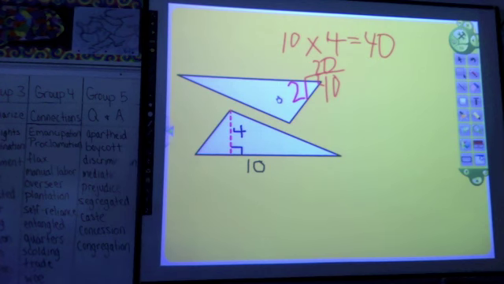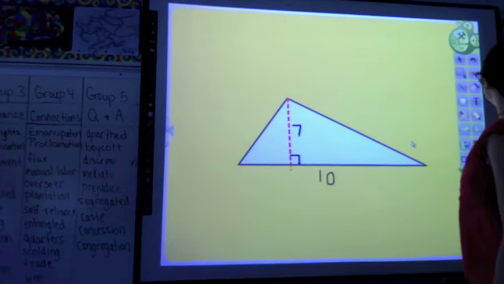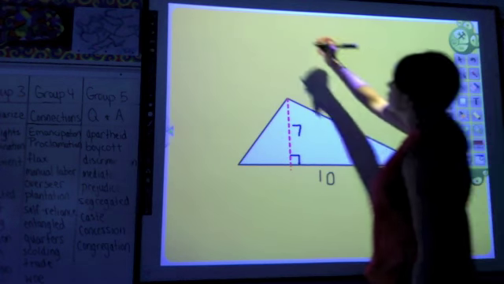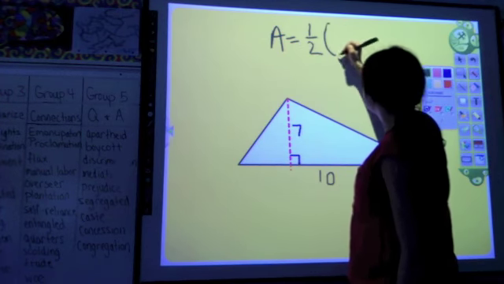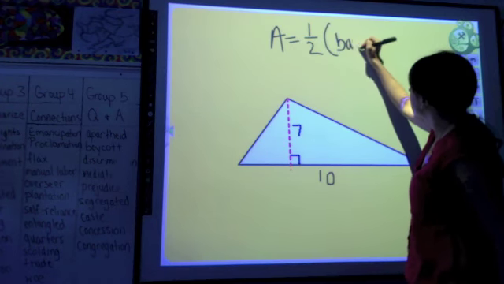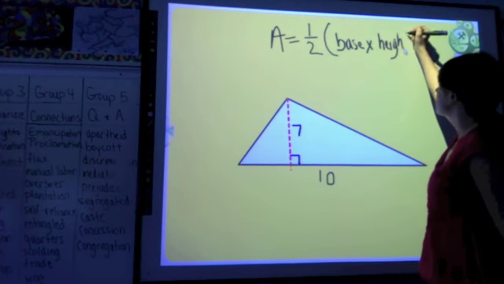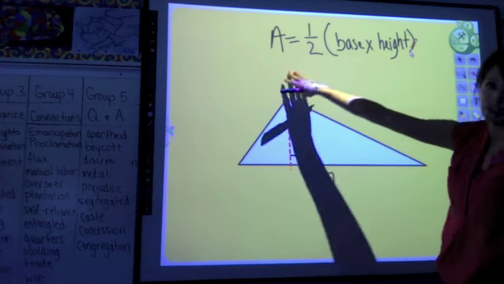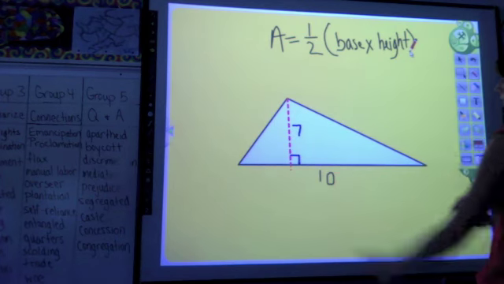Let's try finding the area of a triangle without finding the area of the parallelogram first. Okay, this time we just have a triangle. We don't have a parallelogram. So this time, the formula for a triangle is going to be area equals half times base times height. So we're still going to take the base times the height, and then we're going to divide that answer by 2. Here our height is 7, and our base is 10.